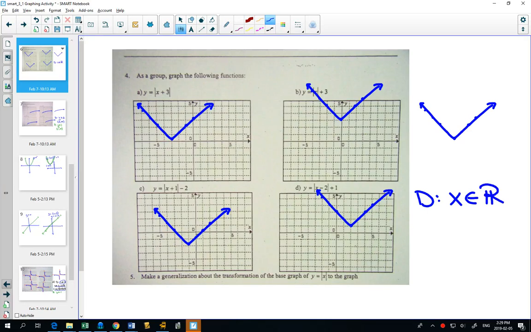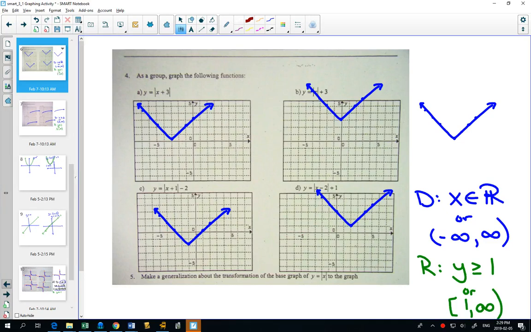So probably the most common way to write it is x belongs to the element of the reals, x ∈ ℝ. That means everything. That's in set notation. In interval notation, you could write from negative infinity to infinity. That means everything. The range of this one, though, does have a smallest value. The smallest value is 1. So you could write y is greater than or equal to 1. In interval notation, that would be from 1 to infinity.